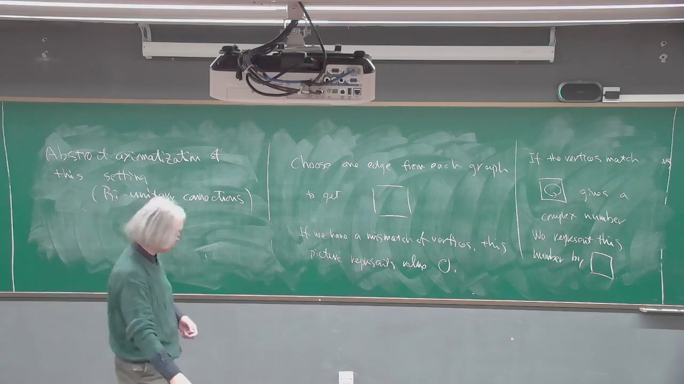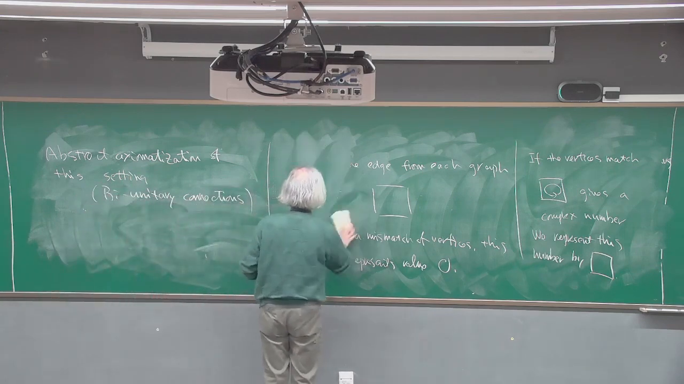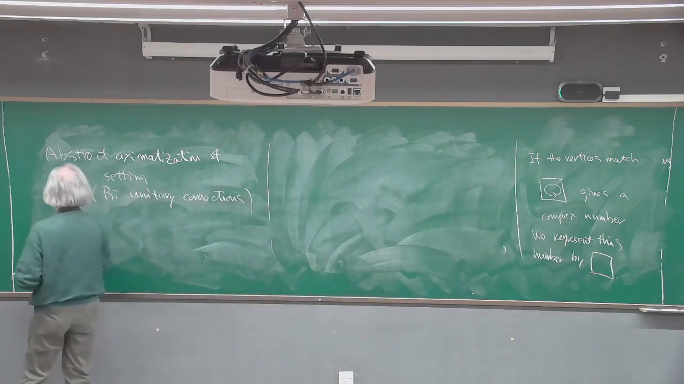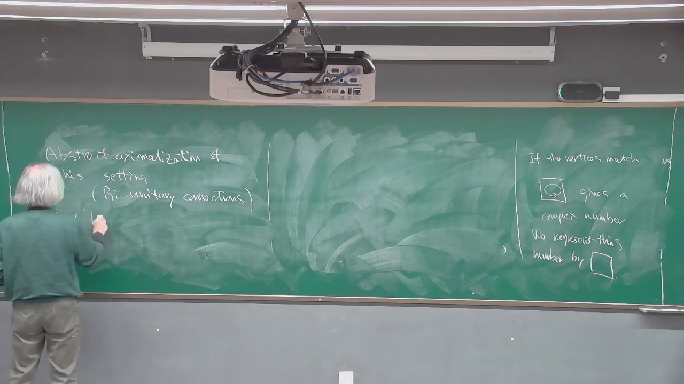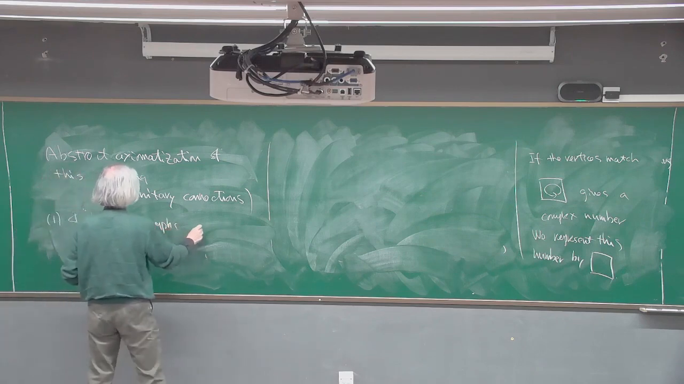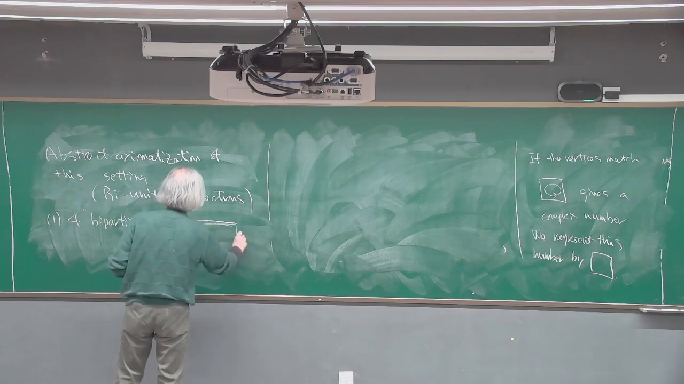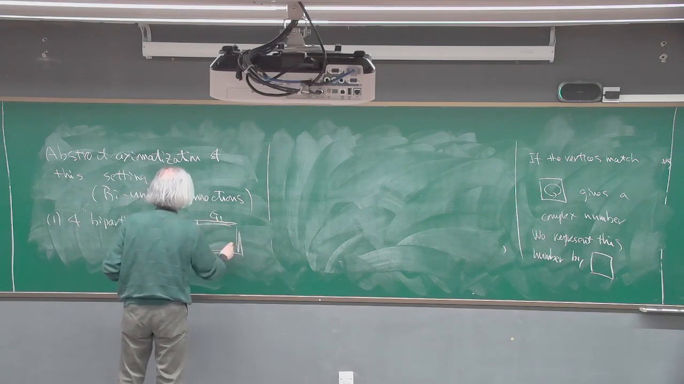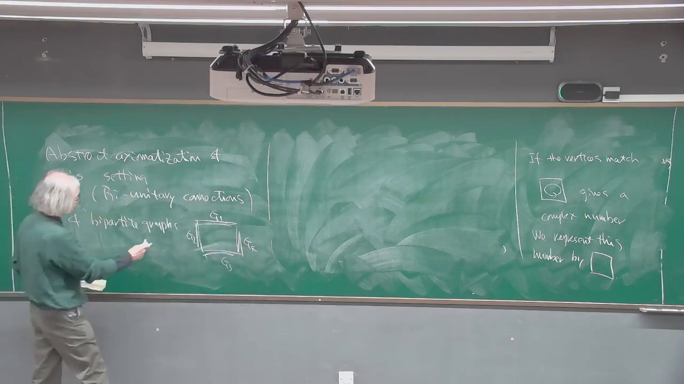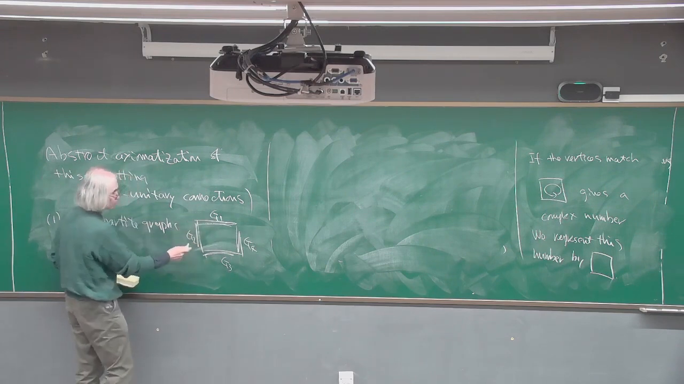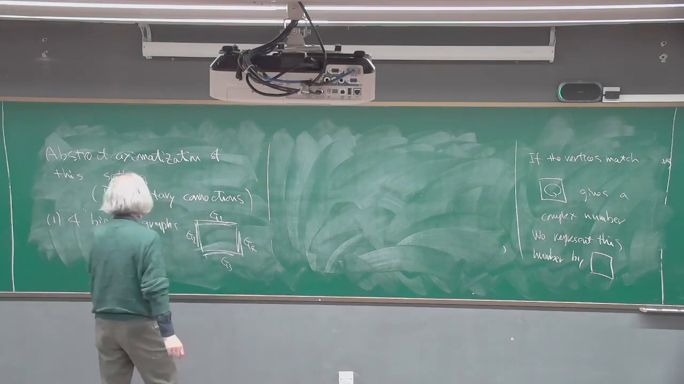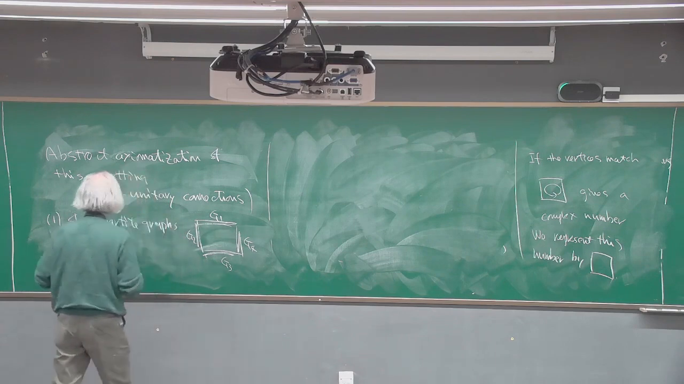The setting is the following. We have 4 bipartite graphs, G1, G2, G3, G4, connected in this way. It means that the vertices of G1 here and the vertices of G2 here are identical. We have the same set. This is the first thing.